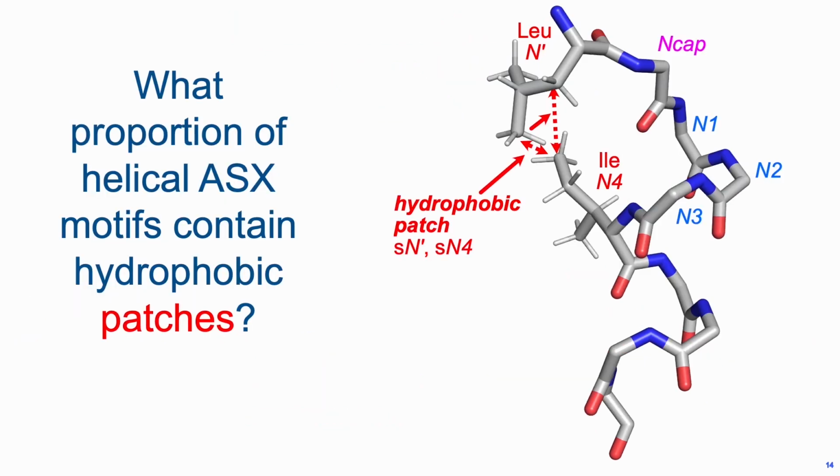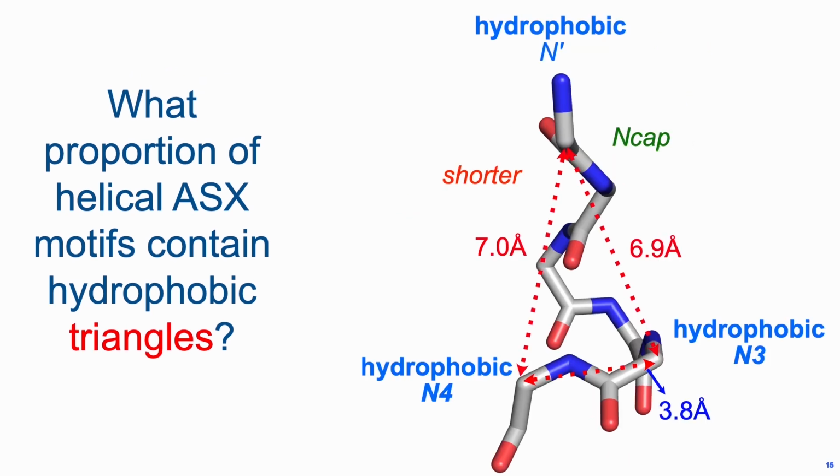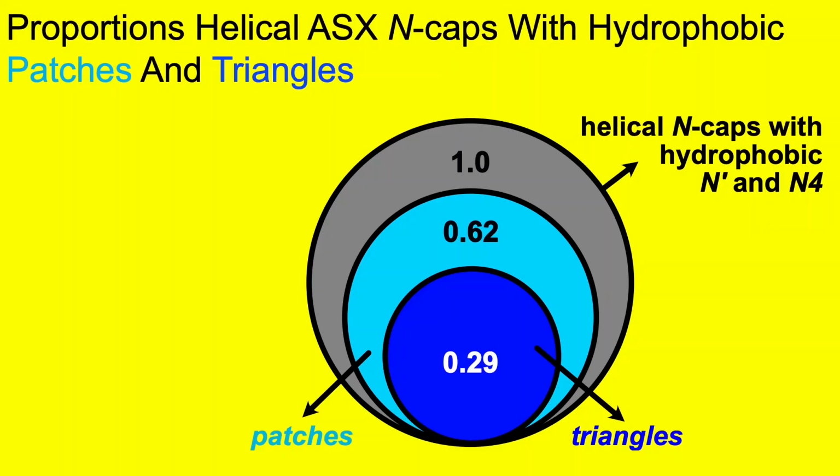Well, what proportion of helical ASX motifs contain hydrophobic patches? And what proportion contain hydrophobic triangles? So a basic bioinformatics study shows that of all the helical end caps, 62% contain hydrophobic patches, and 29% overall contain hydrophobic triangles. Of course, every motif with a hydrophobic triangle must feature a hydrophobic cap.